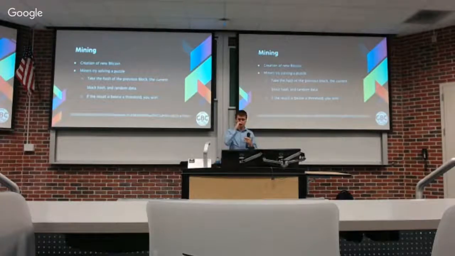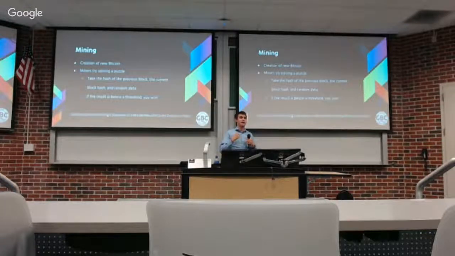So let me break it down a bit. When a miner, this string down here that we're looking at is the resulting hash that it needs to follow, right? So when somebody takes the hash of a block, like I just explained here, the hash of the previous block, the current block hash, and random data, and the resulting hash conforms to lower than a number, then that means that they've verified it.